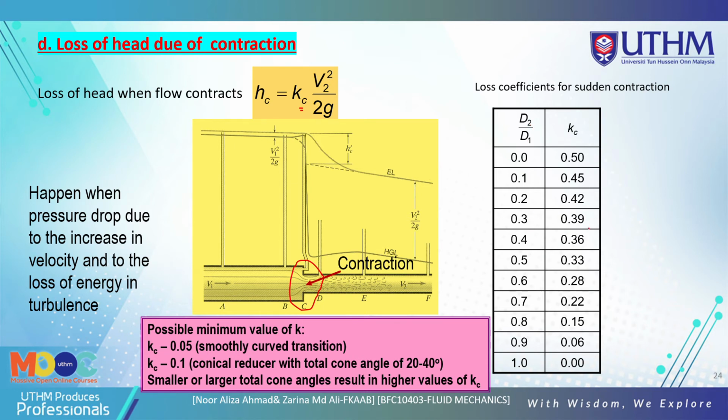Okay, so this is diameter 1 and this is diameter 2 here. So diameter 2 divided by diameter 1, you get the value and the coefficient here. If the coefficient is not given to you, you can find the coefficient based on the diameter of this contraction from this table. If the table is given, okay; if not, the KC is given to you.